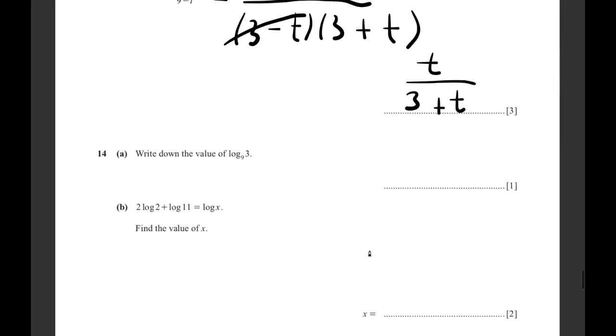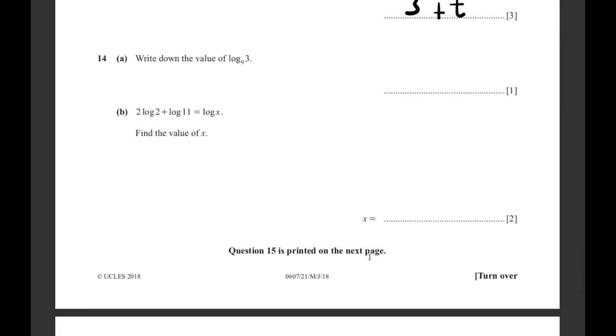Okay, question 14. Write down the value of log 3 to the base 9. Now, I like to rewrite these to make a bit more sense. Notice our 9 is our base number. So what the question is asking is 9 to the power of something. Let's call that x. So 9 to the power of something is equal to 3. That's a different way of writing that particular question. Now, there's a couple of ways of doing this. Some of you might recognise the answer immediately. If not, then I'll do it in a slightly different way.